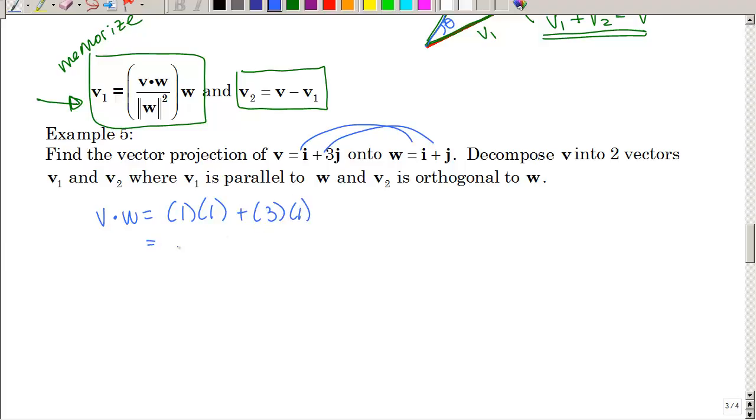So that's 1 plus 3, that's 4. That's their dot product. What else do I need? I need the magnitude of w squared. The magnitude is a square root, but if I square it, that goes away, and we would have 1 squared plus 1 squared. So 1 plus 1, that's 2.